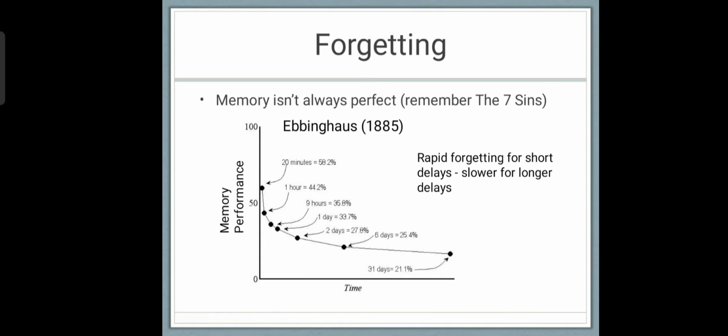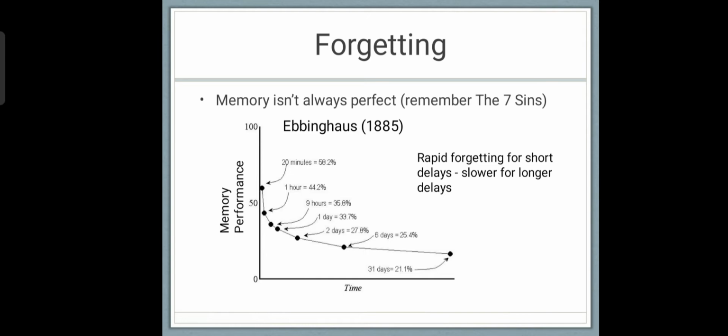Now here, in the first rapid time, like 20 minutes, 1 hour, it's in the same day and within a difference of a few minutes. The decline of memorization was from 58 to 44. Then as the time is increasing, the amount of information being forgotten is actually declining. So rapid forgetting is happening for the short delays, but for the longer ones it is slower.